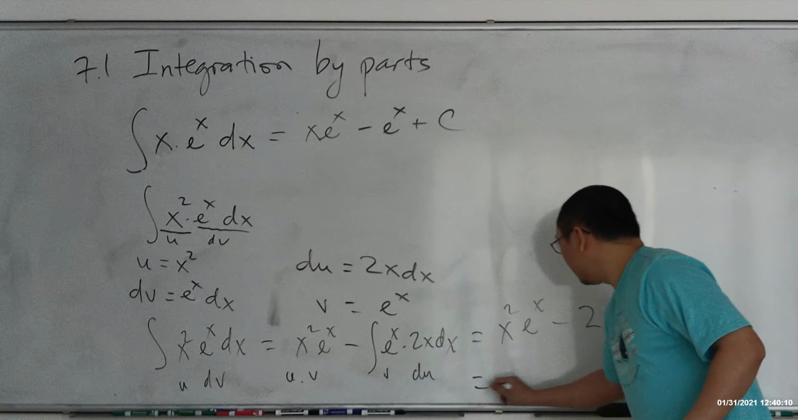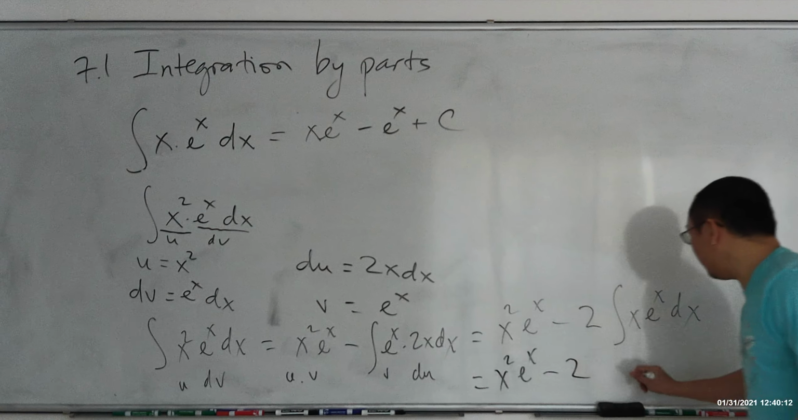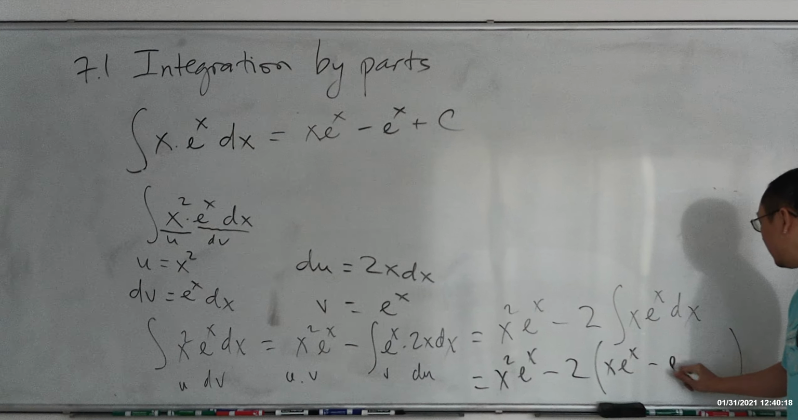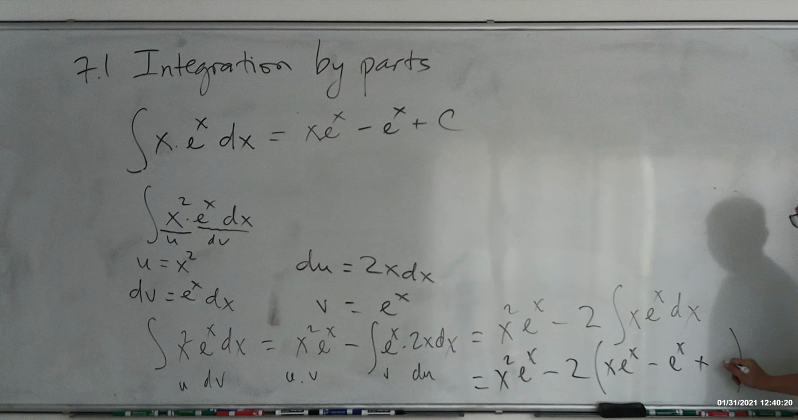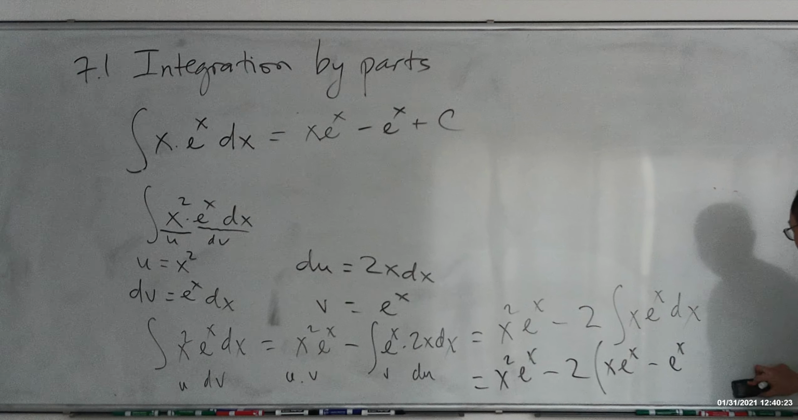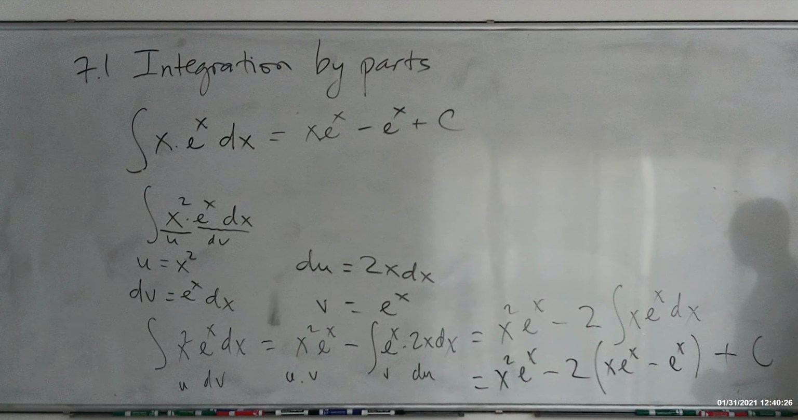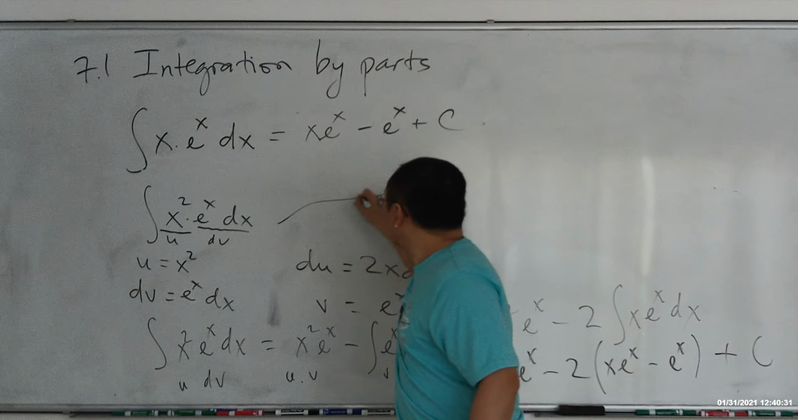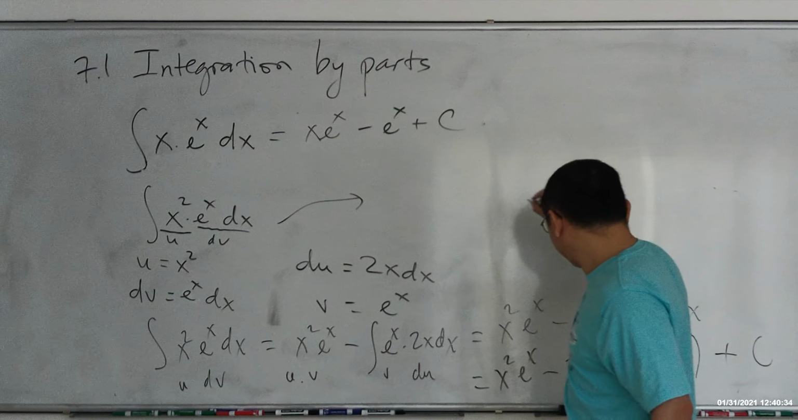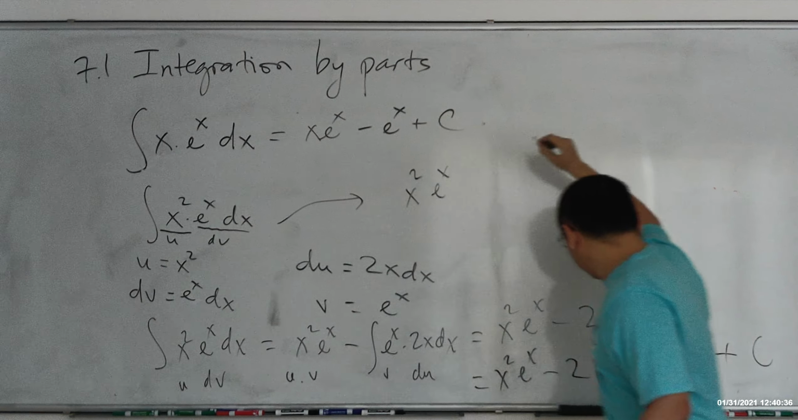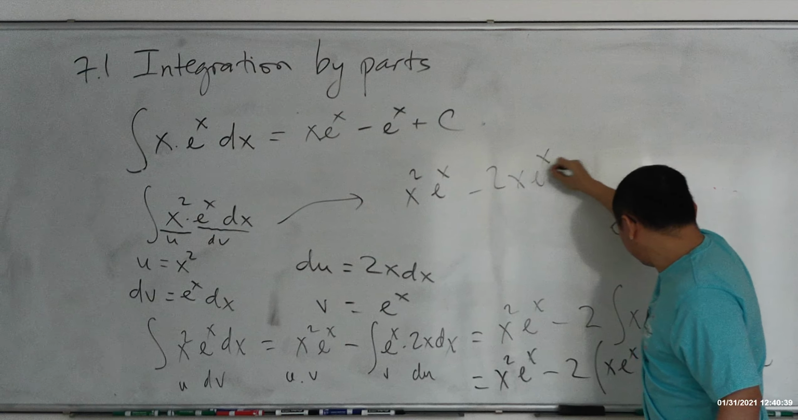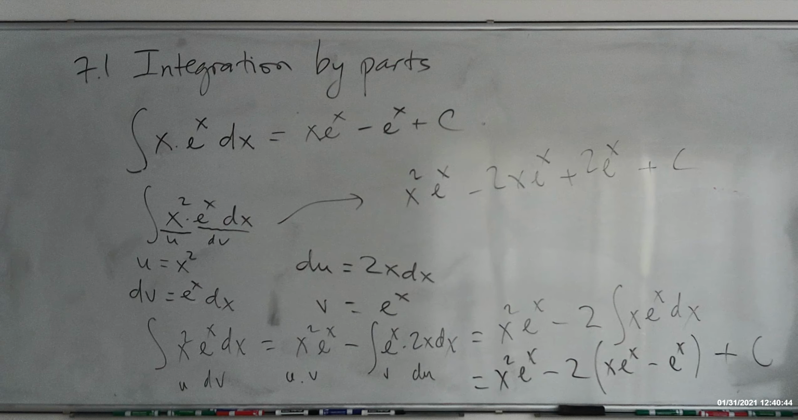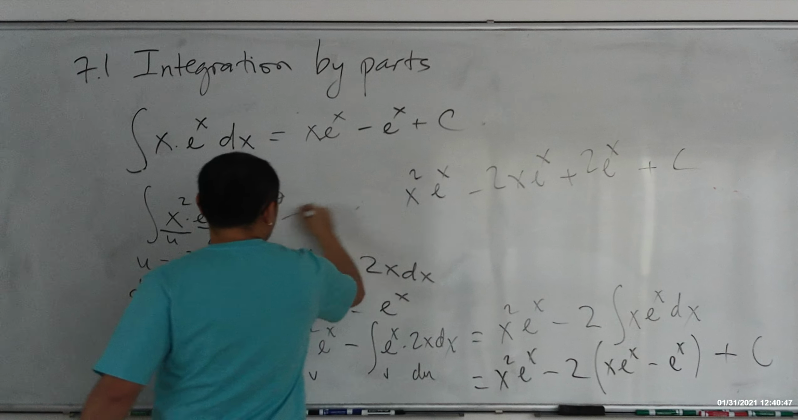So this is x squared e to the x minus 2 times x e to the x minus e to the x plus c. You can save the plus c for the end, so you don't have to write plus c inside, because c could be any constant. So the final answer will be x squared e to the x minus 2x e to the x plus 2 e to the x plus c. I distributed negative 2 into the two terms, and plus c at the end. This will be the answer.